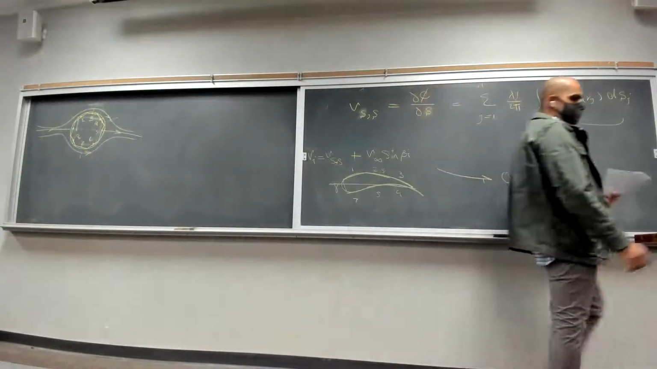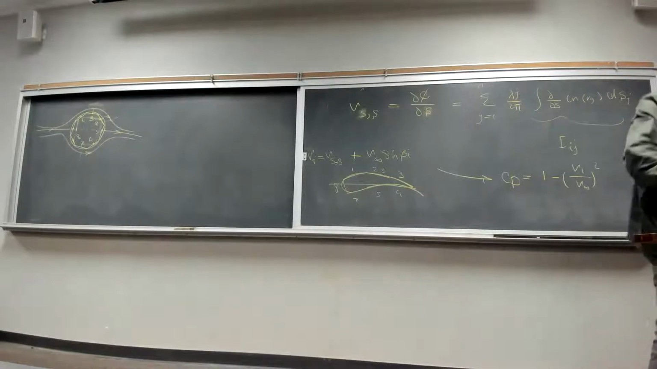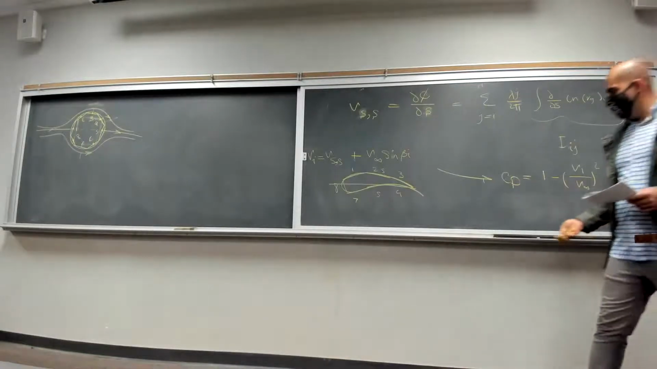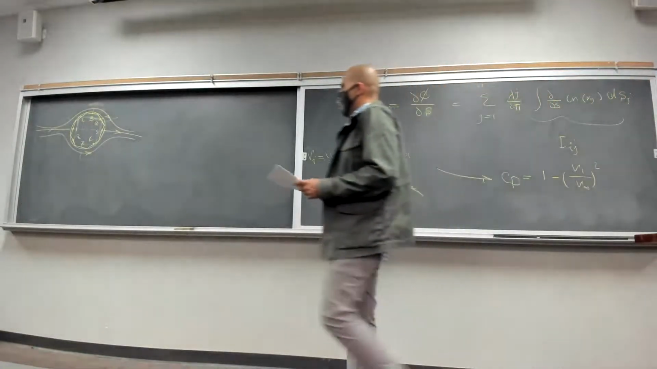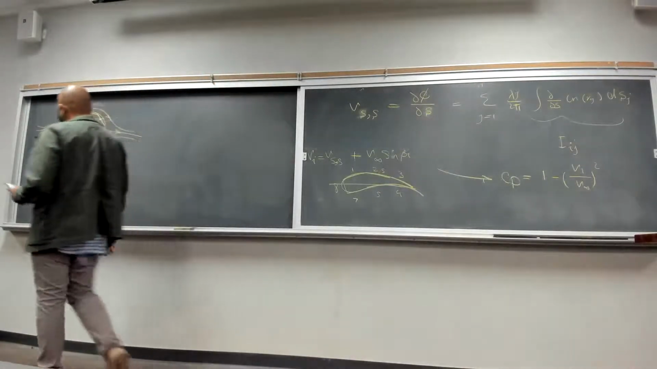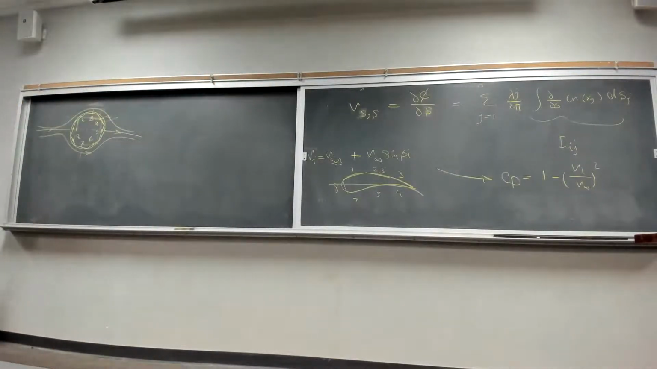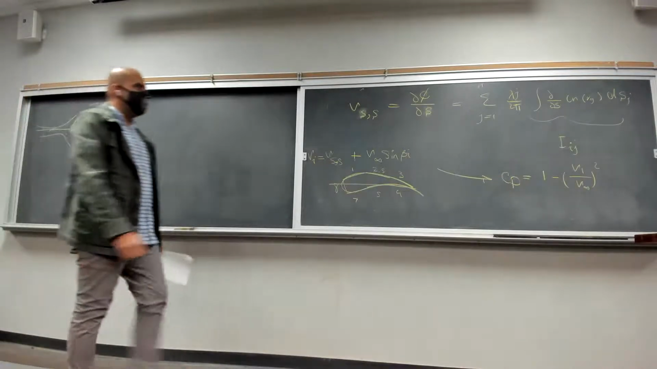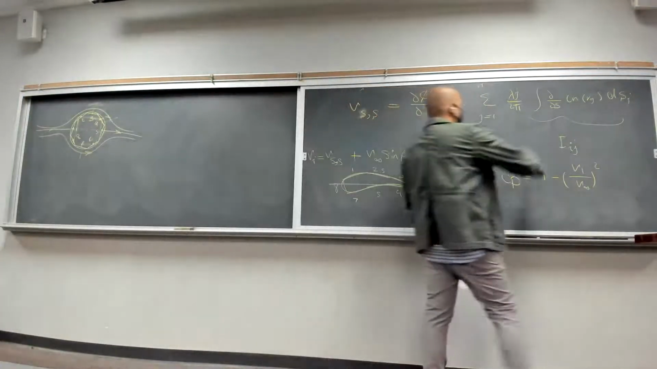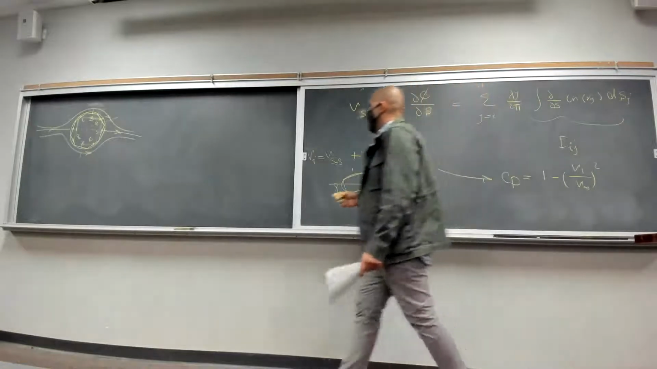As you can see, we are not analyzing a whole cylinder. We are only analyzing 8 panels that resemble a cylinder for us. So the first thing you want to do is to find this I of ij. That's the hardest part.